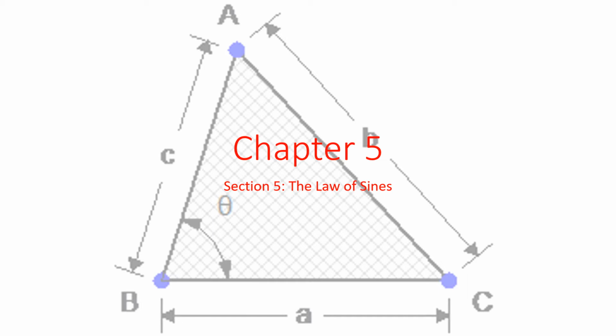Welcome back to section 5 of chapter 5. In this section, we're going to start looking at non-right triangles, which are called oblique triangles. That includes both acute and obtuse. And we're going to be looking at how we can deal with trig and solving them.